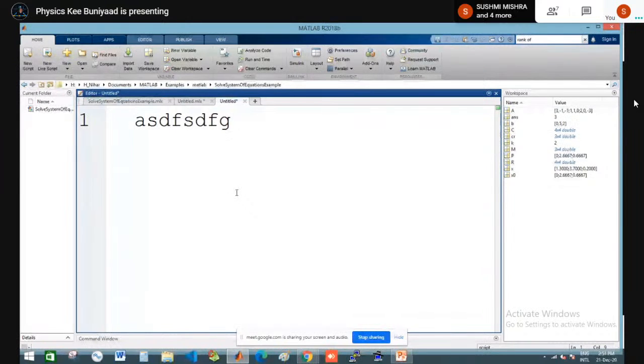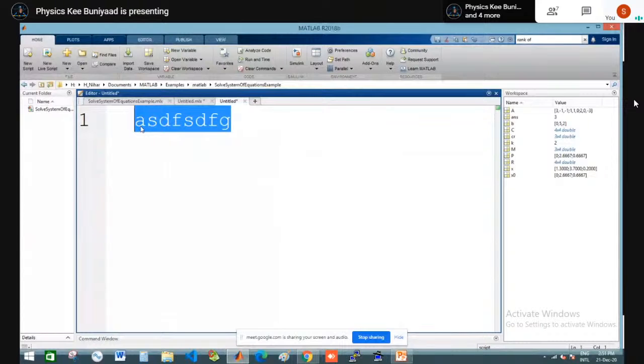So the first step is this: when you are using MATLAB, always ensure that your font size is sufficiently large to be visible. That is the starting point. Then, as I told you in the first class also, use the command clear. Akira, please write clear.